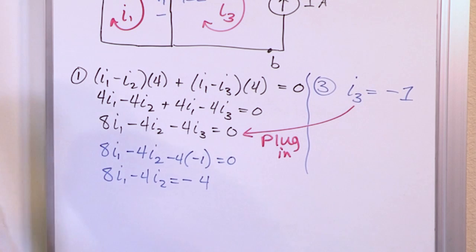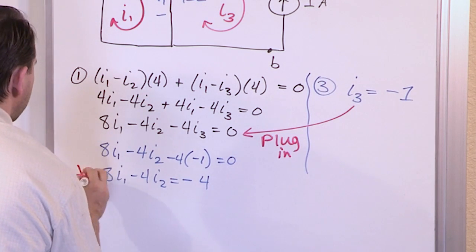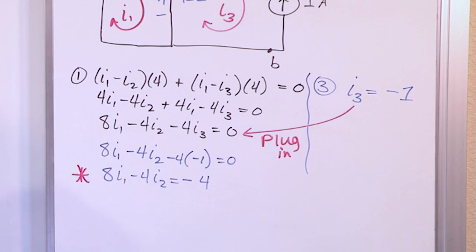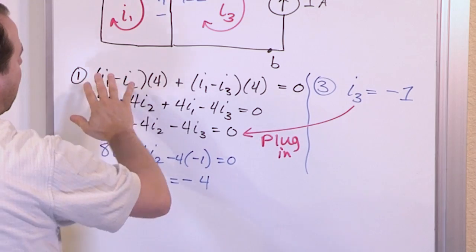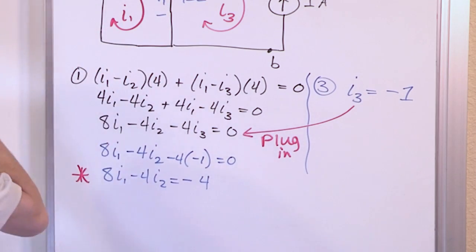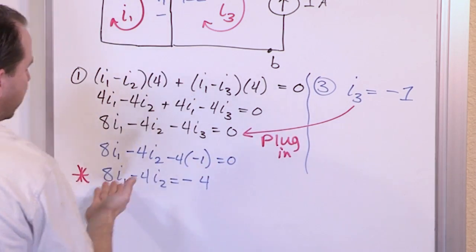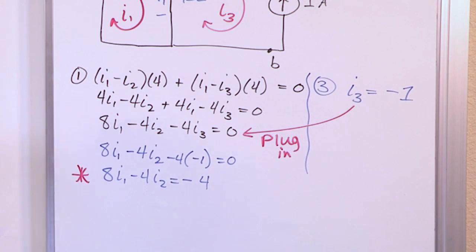So this is what I call a keeper equation. One of my final equations that I'm going to actually use to solve because I've simplified down. So I used mesh 1 to get this. I used mesh 3, which is so simply trivial, just to simplify things a little bit.